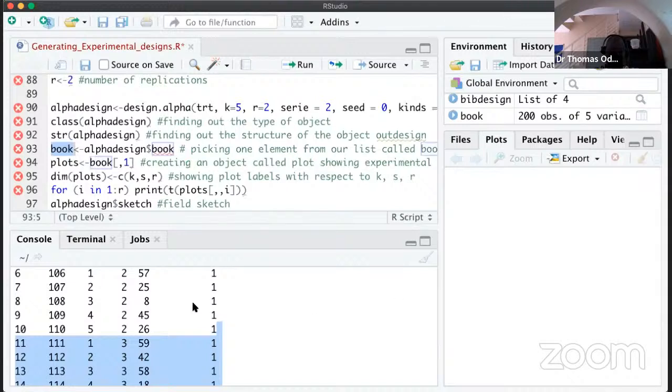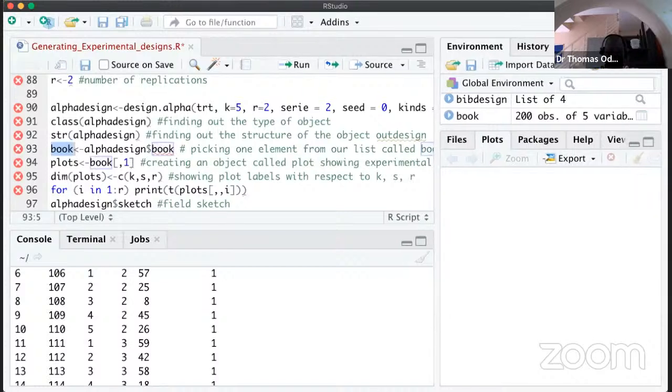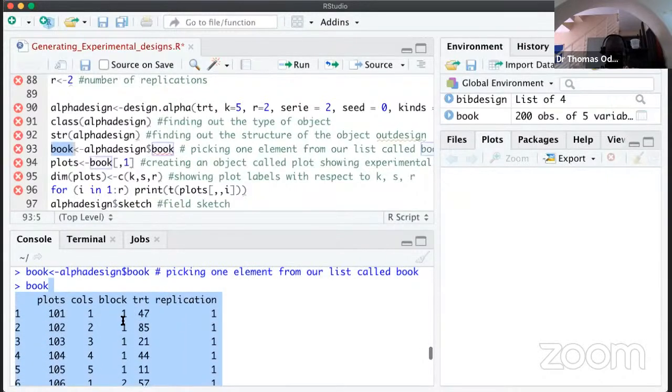Okay, so we can see the different plots, these are the different units. This thing can be annoying. Okay, so I have my plots here. I have columns, I have blocks, I have treatment, and then I have replication. So here we have block 1, treatment 47 in replicate 1. So we can have all these.